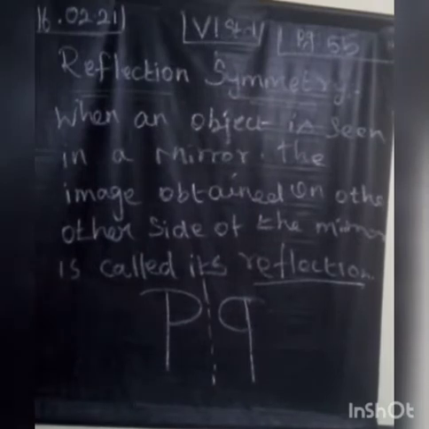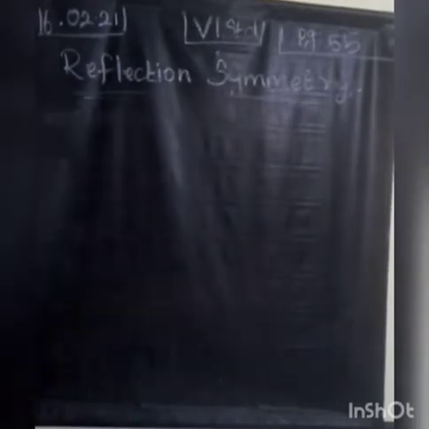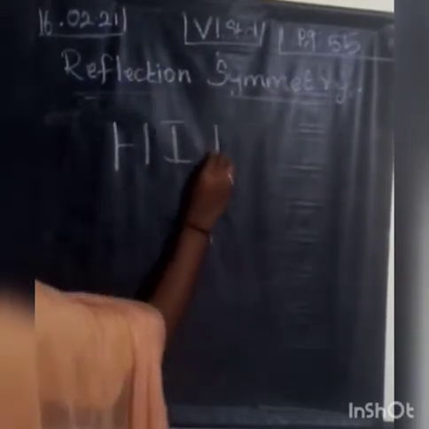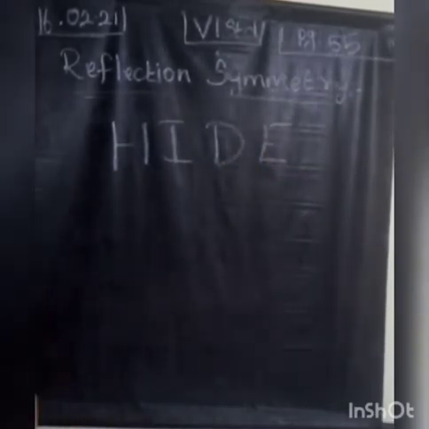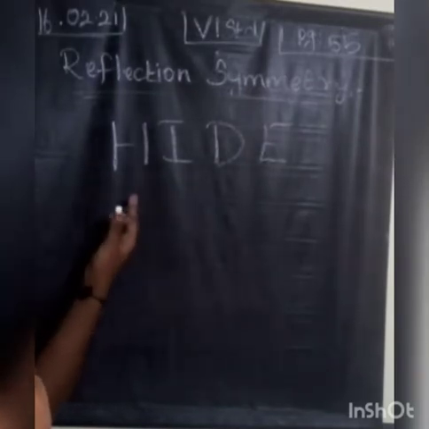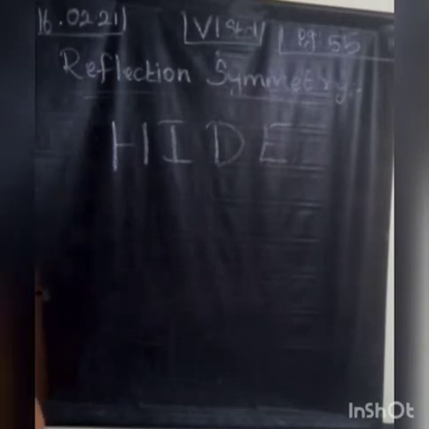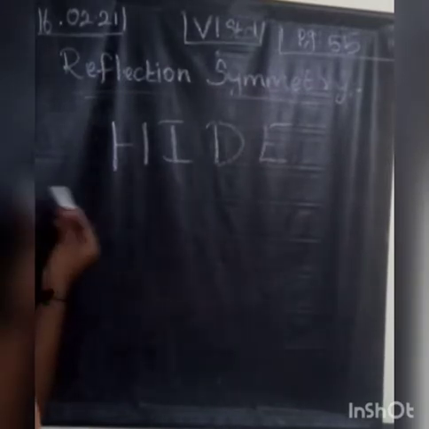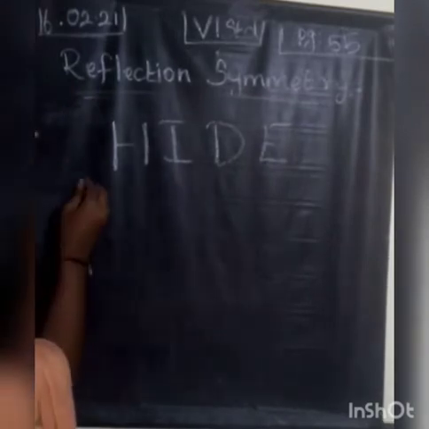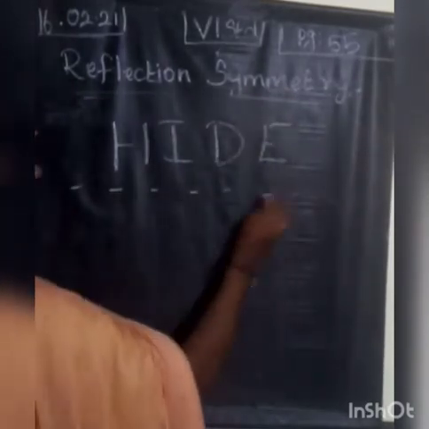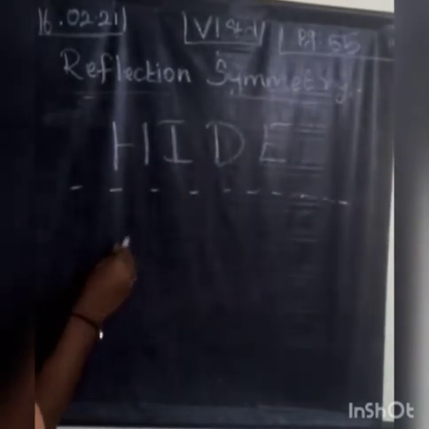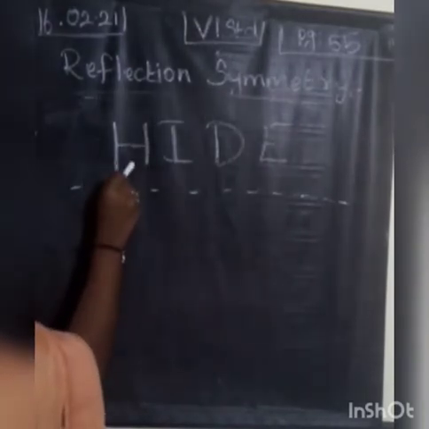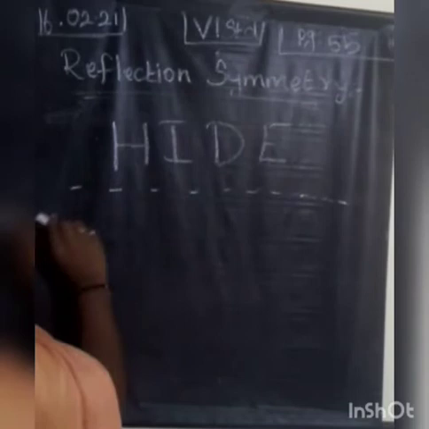Let us take an example. Taking the word HIDE, what word will you see if a mirror is placed below the word? Suppose the mirror is placed here. The mirror image of HIDE is H-I-D-E.